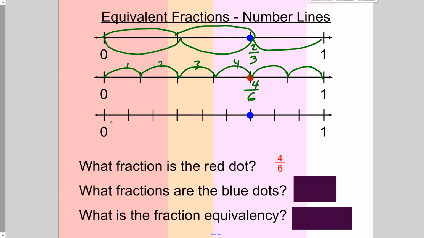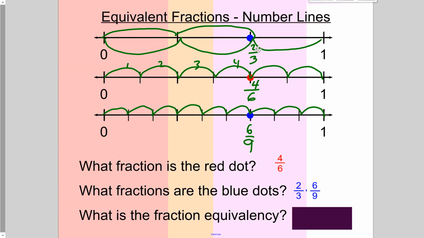And if we look down here at the bottom, 1, 2, 3, 4, 5, 6. It's the 6th space, 7, 8, 9, or 6/9. So our two blue dots are 2/3 up here at the top and 6/9 on the bottom. So the fraction equivalency, remember what we're looking at here is the fractions that are lined up right here on that number line. 2/3, 4/6, and 6/9.